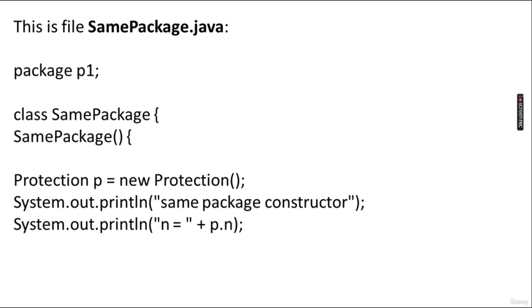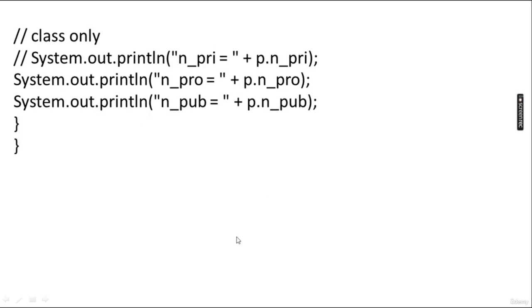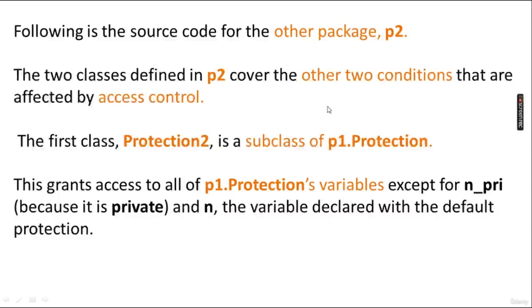Same package. Same package is an independent class. It is not dependent on anyone. Protection p is equal to new protection, in the same package constructor. Here we have created an object of class protection, which is the super class. N is equal to p.n, so it can access that variable. N private is not accessible because it is a private variable. N protected is accessible. N public, p.n public, is accessible.